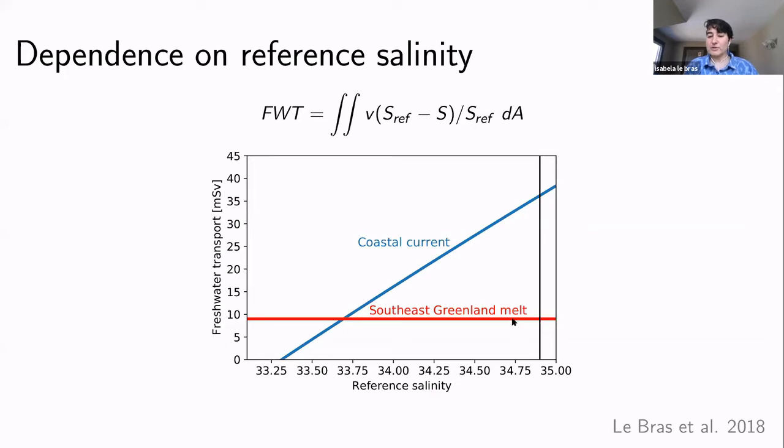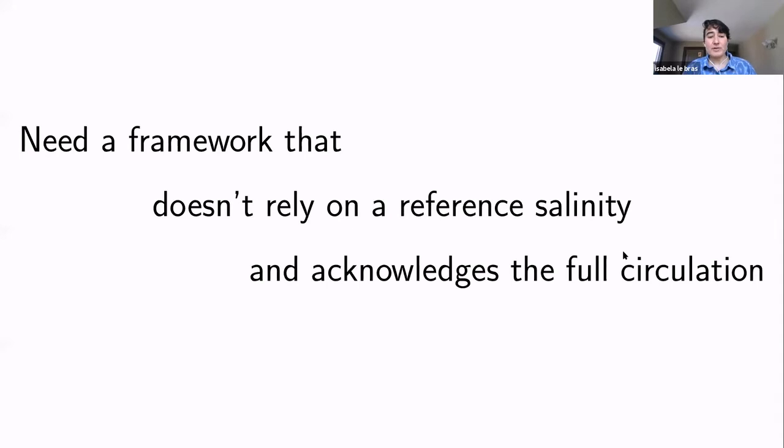But for freshwater sources with zero salinity, it doesn't matter which reference salinity you use, they will always be constant. It's just the volume transport of the freshwater in that case. So if you want to compare an oceanic freshwater transport with a zero salinity transport, such as the Southeast Greenland melt, it really matters which reference salinity you choose in comparing them. So what we really need is a framework that doesn't rely on a reference salinity and acknowledges the full circulation, especially if we want to get a sense for how much participates in the overturning circulation in particular.